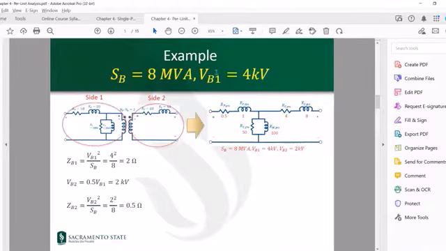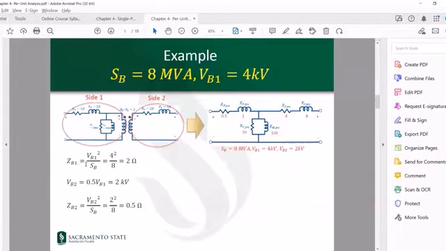Now, since I chose V base on side 1 to be 4 kilovolts, what does that mean for the voltage base on side 2? NP over NS. So the voltage on side 1 should be 2 times the voltage on side 2. The voltage on side 1 is 4 kV, so on side 2, it should be 2 kV. 4 kV over 2 kV is the same as 2.